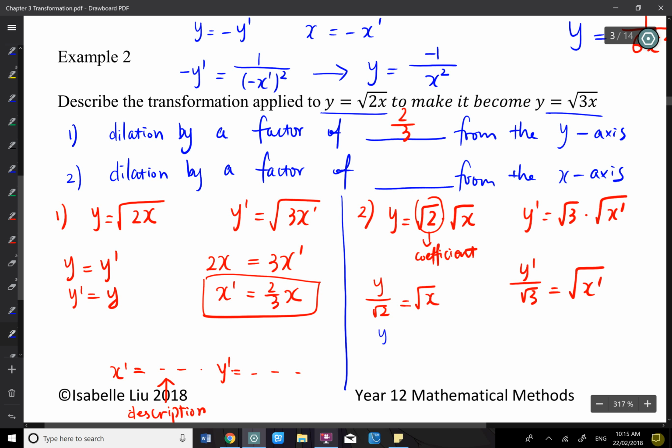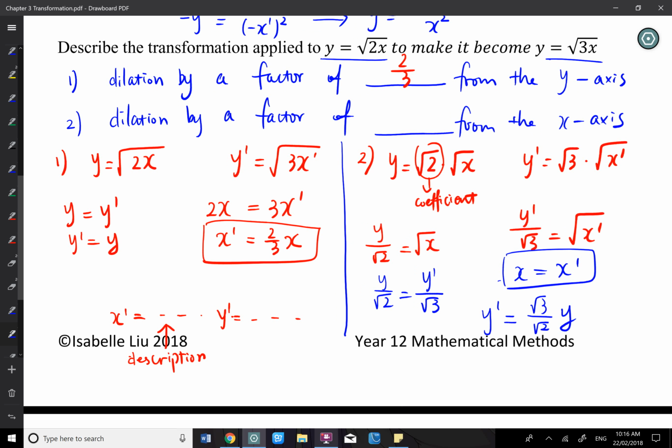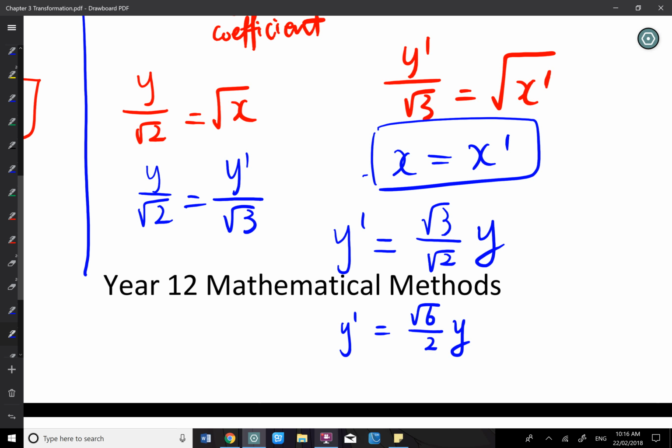Again, I will equalize both sides. Well, x is still the same, so there's nothing happened to the x side, but there will be something happening to the y side. So same, I'll make y dash the subject. y dash equals root 3 over root 2 y, times the root 3 on both sides. So y dash equals root 6 over 2 y. Just rationalize it a little bit, times root 2 on both top and bottom.